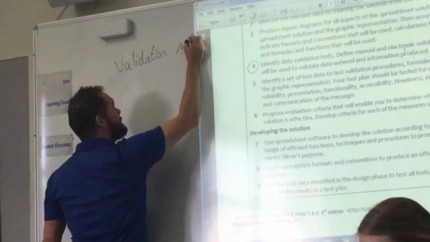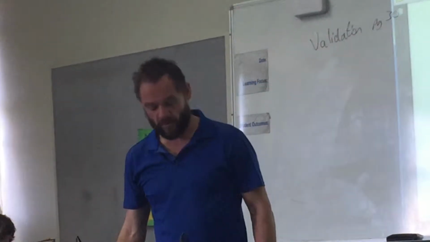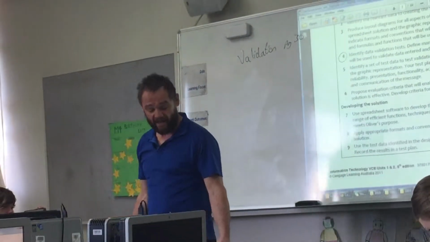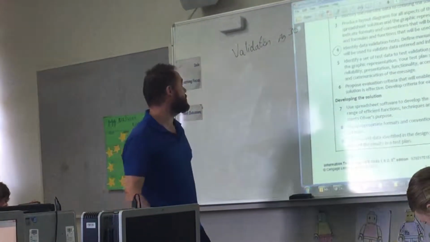Now you can do a dozen of them. I don't expect a dozen, I expect maybe 3 or 4. So we've got range checking, existence checking, data type, restricted data, validation alert. They're all the things that you should have in your notes about data checking, validating data. So, range.